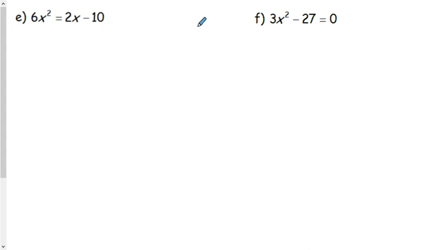So I'm going to jump in on E now. First thing I've got to do is move everything over to one side. So let's subtract 2x and add 10 to both sides. That'll move everything over to the left.